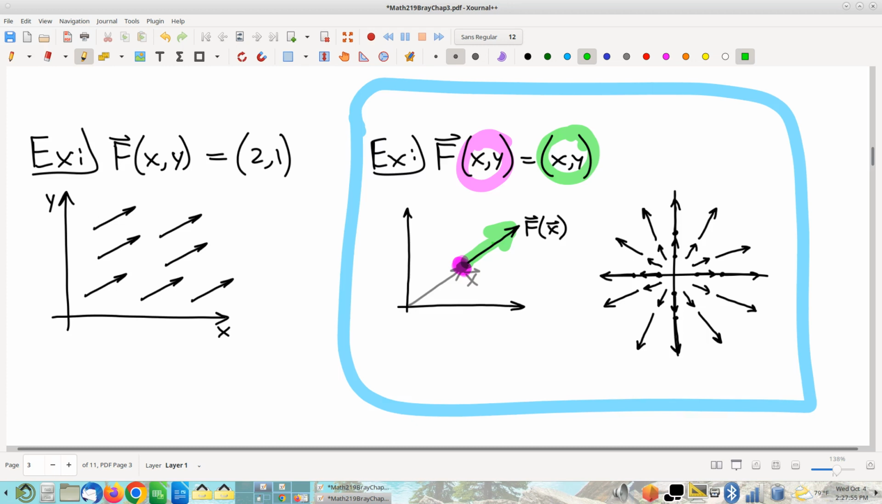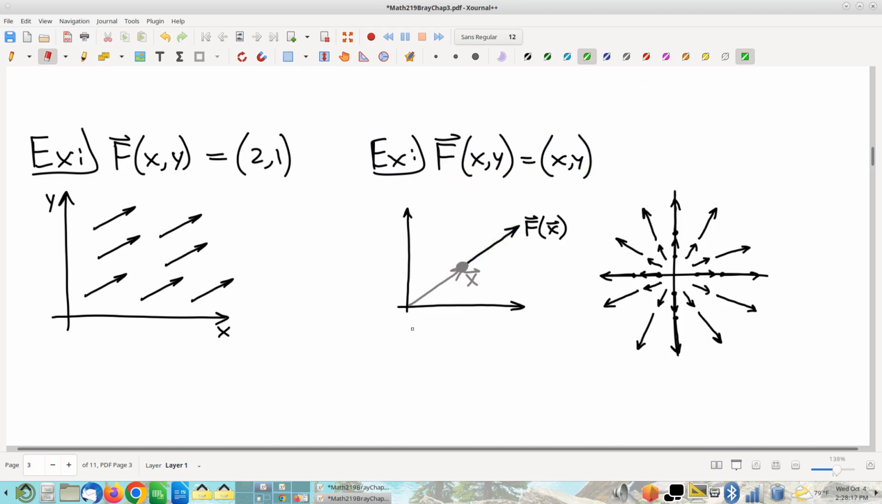Kind of weird. Everybody all right? Yeah, the magnitude of the vector is the distance. That's right. This magnitude is the same as the magnitude of the position vector, because it's literally the position vector. Yeah, x squared. That's right. Okay. All right.